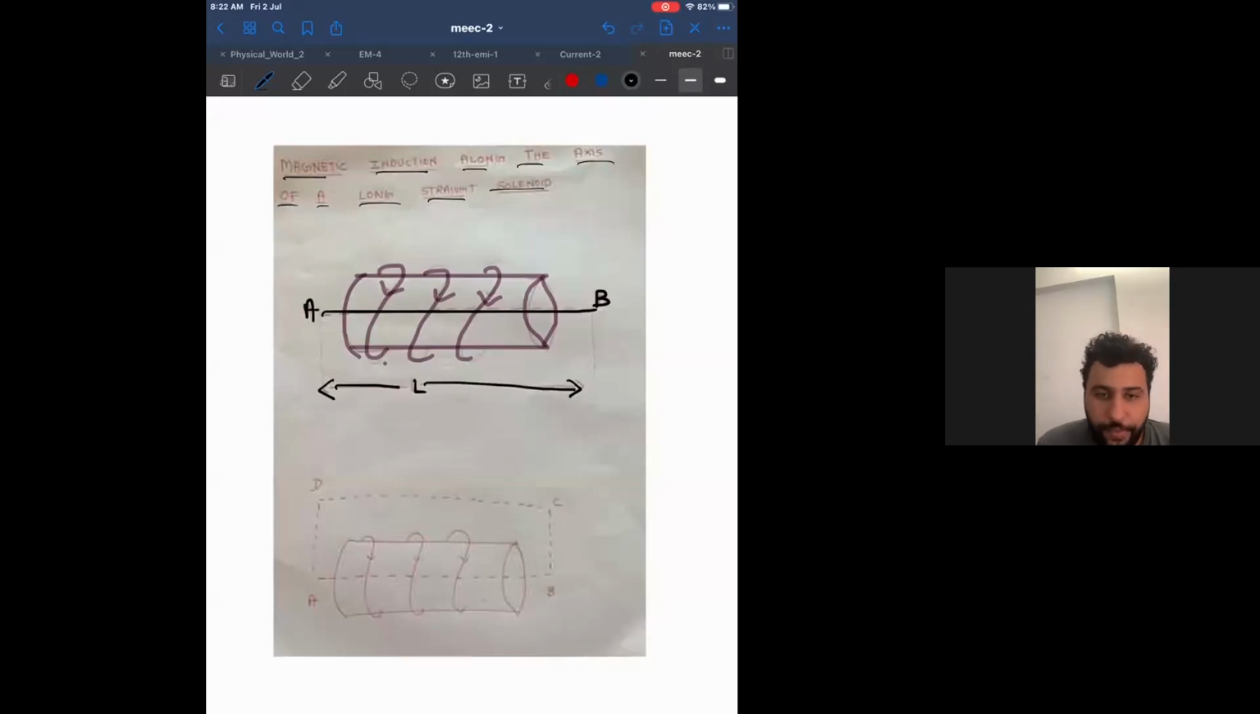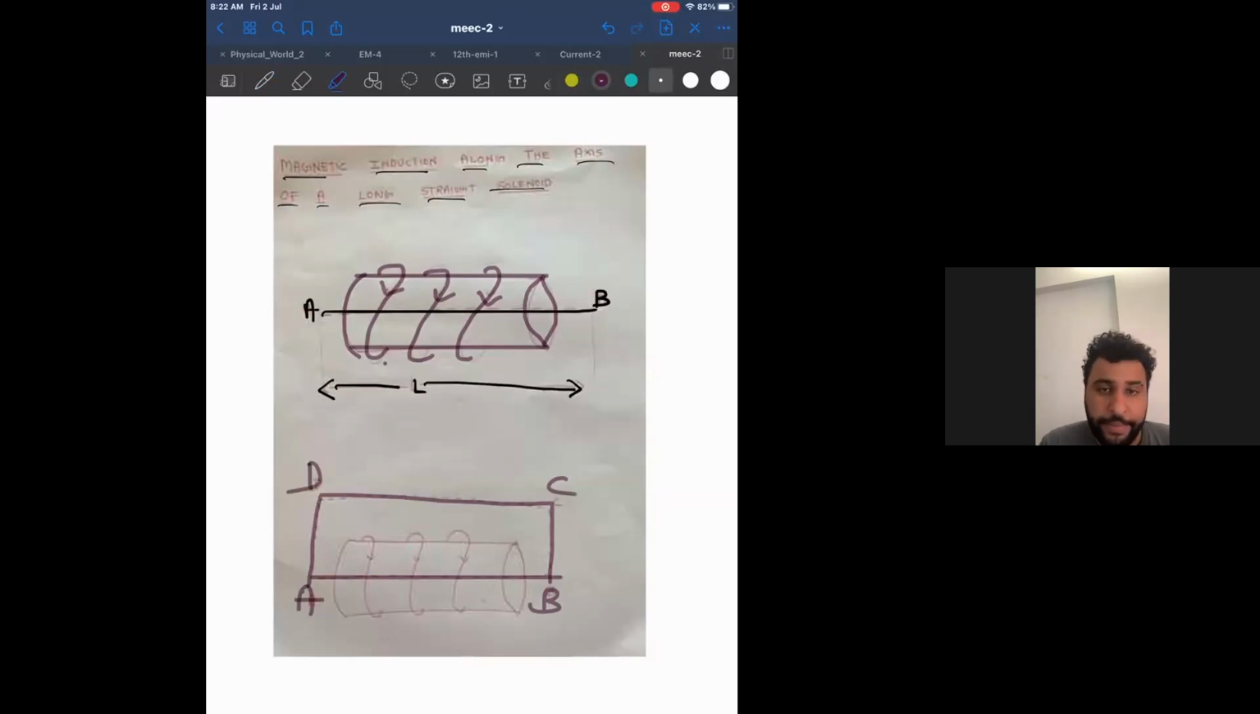So what do I do? I start assuming. Now I will assume AB to be a part of an Ampere rectangle. Can anyone define what an Ampere rectangle is? An imaginary rectangle drawn to satisfy Ampere's law. So now this is my axis AB, correct? Now I will imagine AB to be a part of an imaginary rectangle ABCD.